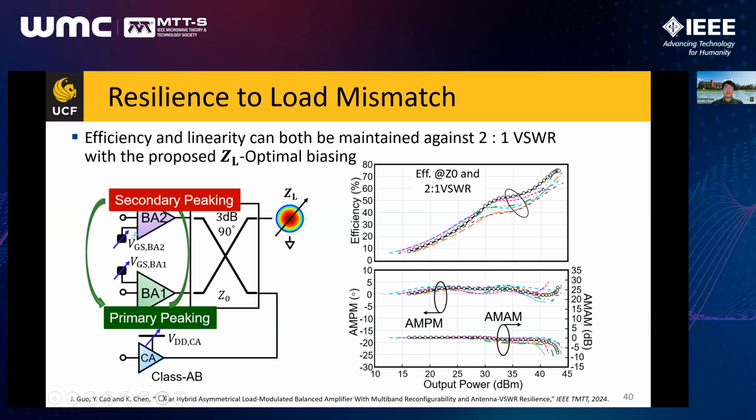And with all of this, you can see overall, the bias tuning has to be done with the VDD of the CA and the VGS of BA1, BA2. So with all three bias voltages being reconfigured, as we can see, when the load is mismatched to, for example, 2-to-1 VSWR, we can maintain almost a consistent efficiency enhancement behavior, very close to the response at the matched load, as well as linearized AM/AM and AM/PM, very close to the matched load in this baseline curve.